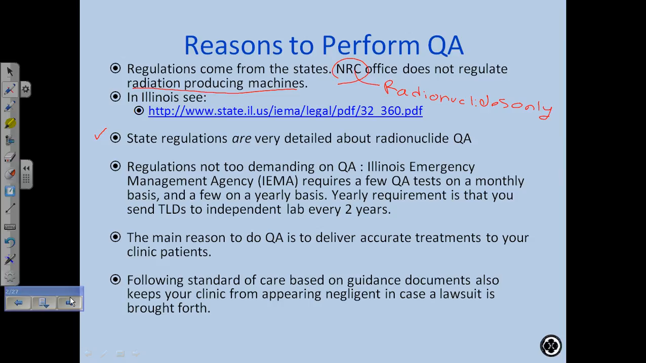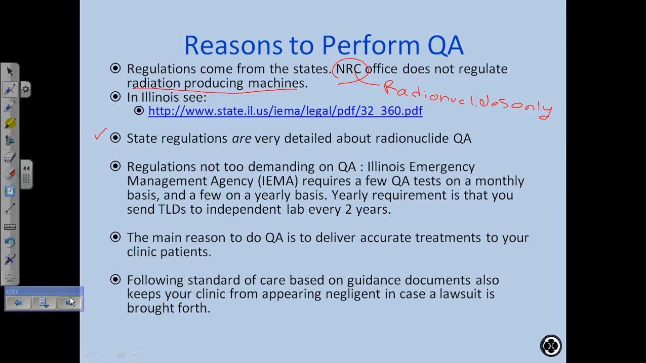So the Illinois Emergency Management Agency requires a few QA tiers. Here's another example: for linear accelerators, they only require a few QA tests on a monthly basis and a few on a yearly basis. The yearly requirement is that you send TLDs to an independent lab every 2 years. So that's all you need to do.